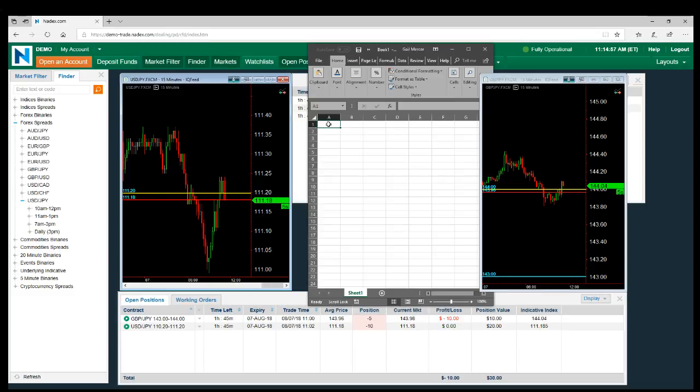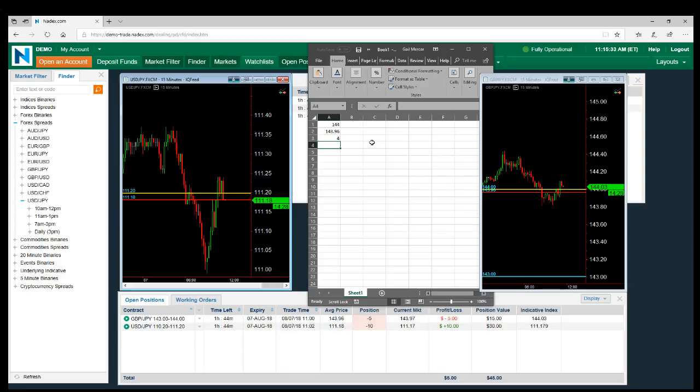Because I went short, my entry when I went short was 143.96. So I'm going to put that down here, and the ceiling price, and this is what most people don't realize, that's what's going to limit your risk. So my ceiling price is 144. I entered at 143.96. If I actually subtract my entry from the ceiling, I have $4 of risk per contract.